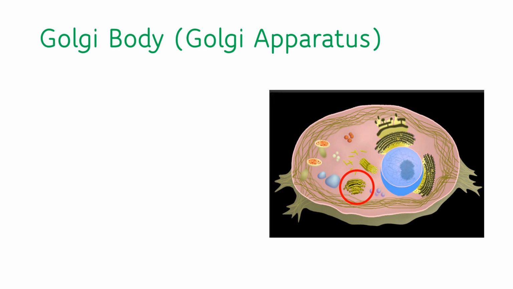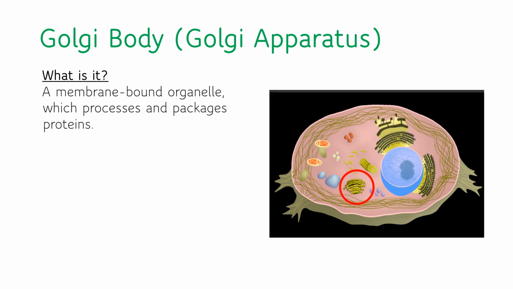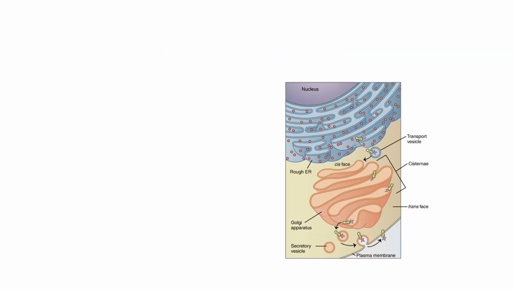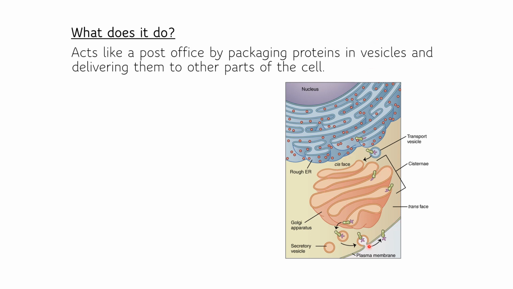This is one of my favorite organelles. It is a membrane-bound organelle which helps process and package the proteins that come from the ER and ribosomes. It is found in eukaryotic cells, again, because it is membrane-bound. As you can see here, it's highly folded, and it's this pinkish looking structure.